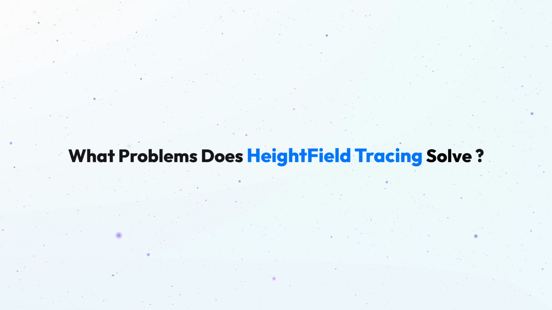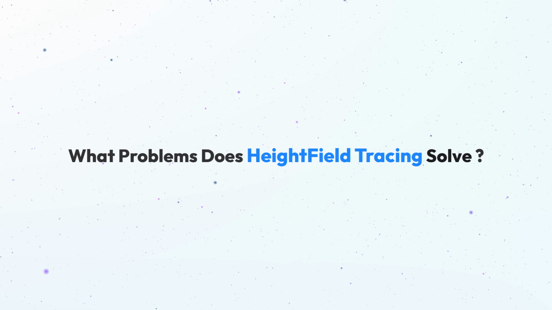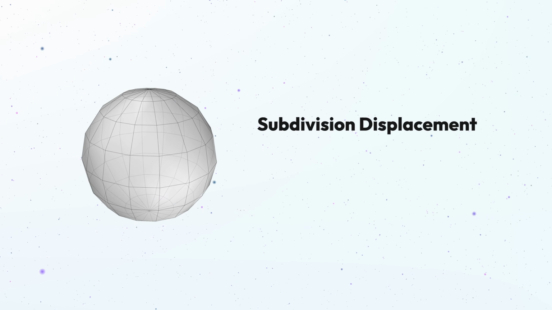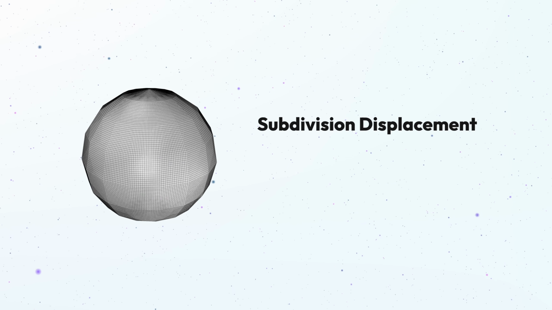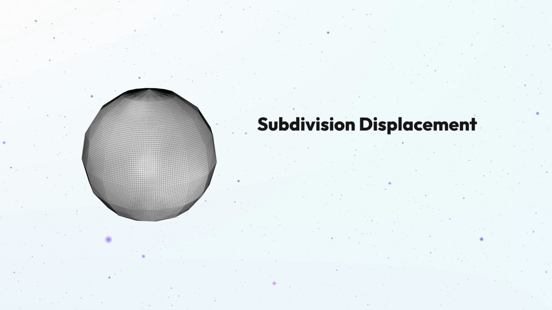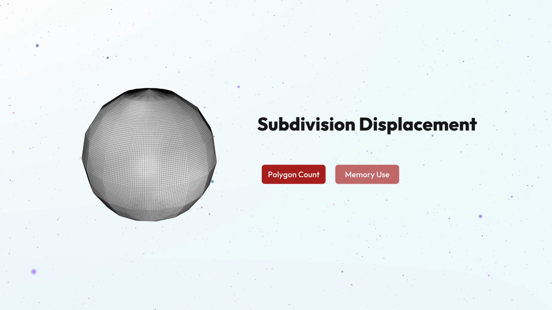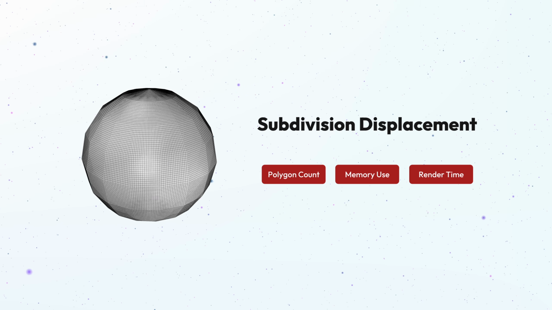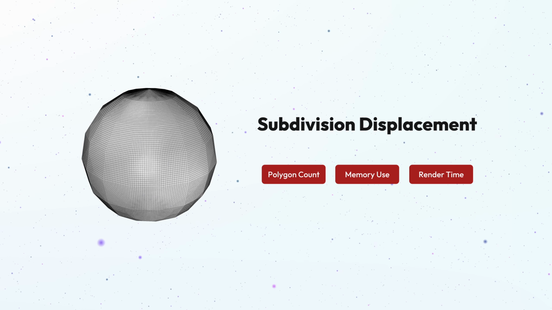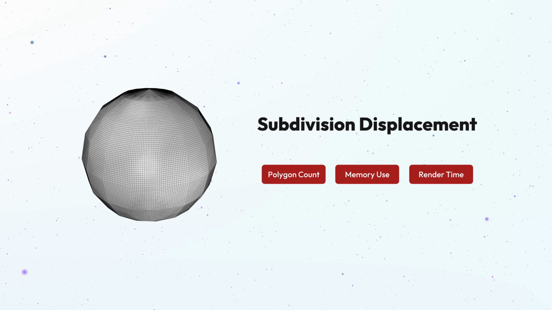Before we begin the walkthrough, let's look at the problem it solves. In previous versions, true displacement commonly relied on subdivision displacement. This algorithm increases mesh density. When you push the level of detail very high, the polygon count, memory use, and render time rise with it. In large scenes, using it across extensive surfaces can put substantial pressure on your hardware.